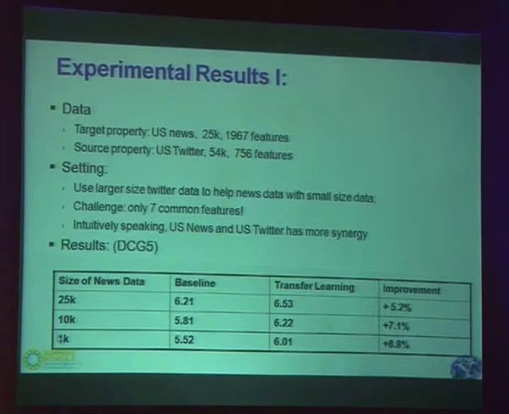For example, if we only have 1,000 training examples for news, the baseline is just to use those 1,000 training data on news. The result is not good. But if we use the transfer learning algorithm, we can improve the DCG by 8.8%. As the total amount of training data on news increases, the improvement from transfer learning decreases, but it still has significant improvement.